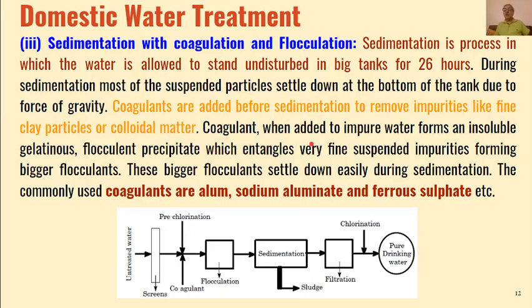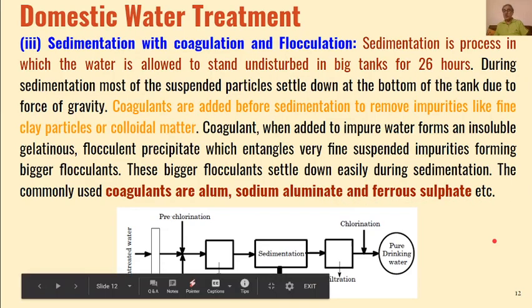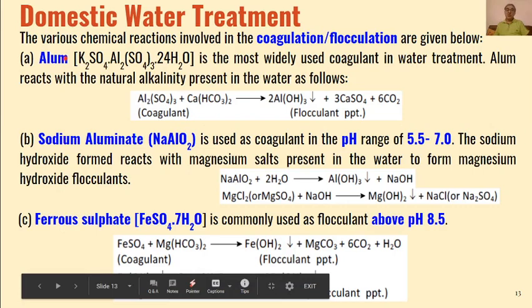The coagulant, when added to impure water, will form an insoluble gelatinous flocculent precipitate, which entangles very fine suspended impurities and forms a bigger flocculant. These bigger flocculants will settle down easily during the sedimentation period. The most commonly used coagulants are alum, sodium aluminate, and ferrous sulfate. How these coagulants work, I will explain.